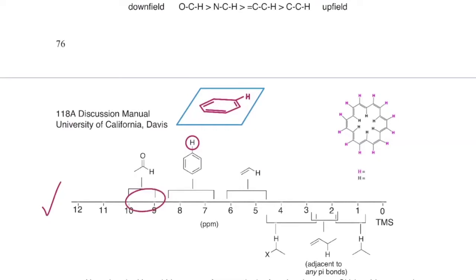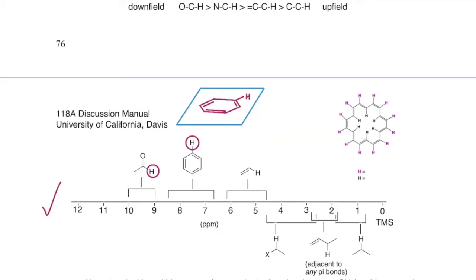This might be an aldehyde. More electrons means more shielded. Then why would the double bond protons be more downfield than the single bond protons, which usually fall in the range of 0 to 1? So why is that happening?